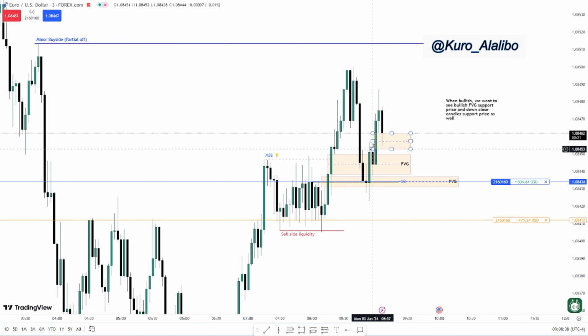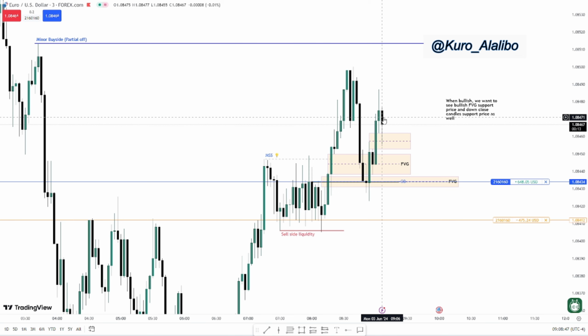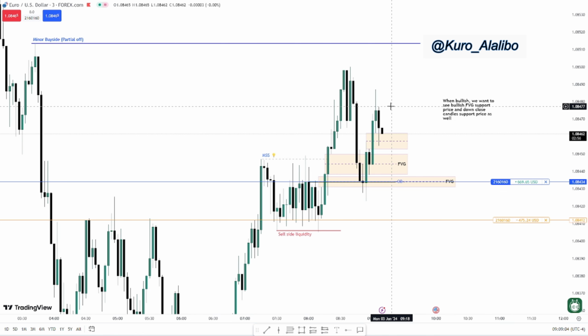So it's 1, 2, 3. This fair value gap right here, this one, it should support price. I do not want to see price going all the way down here and closing below this fair value gap. Then it means our trade idea is probably not right, and we should probably close the trade or take a partial. But generally, we are just watching.